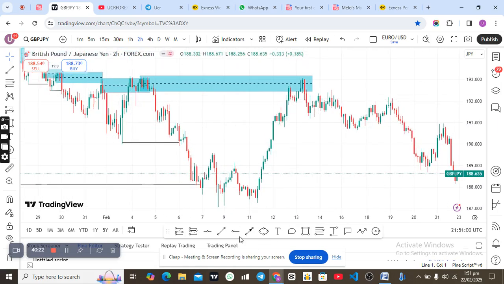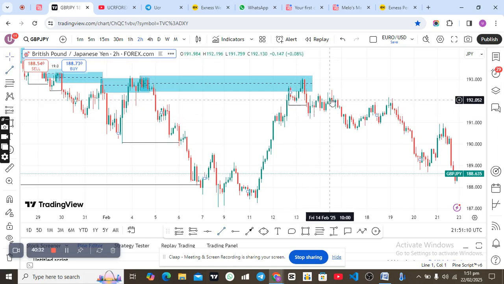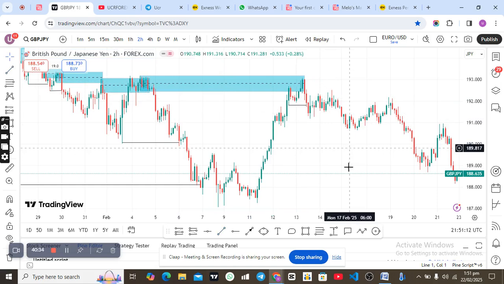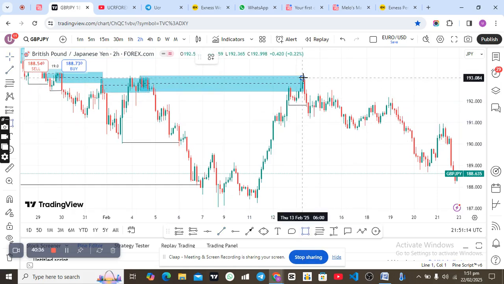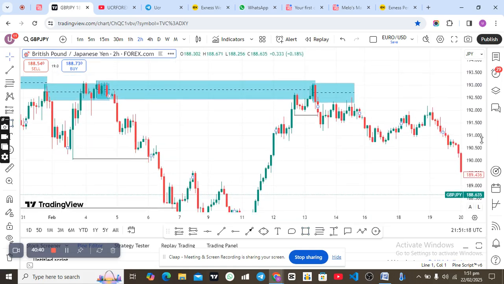We still have a very good mitigated POIs here. The moment price printed a particular high, it retraced and broke a structure to the downside, which gave us an internal structure change of character. Price had to retrace like this, mitigated the last candle, which is this candle here. He mitigated it. Let me expand well so that you can see.